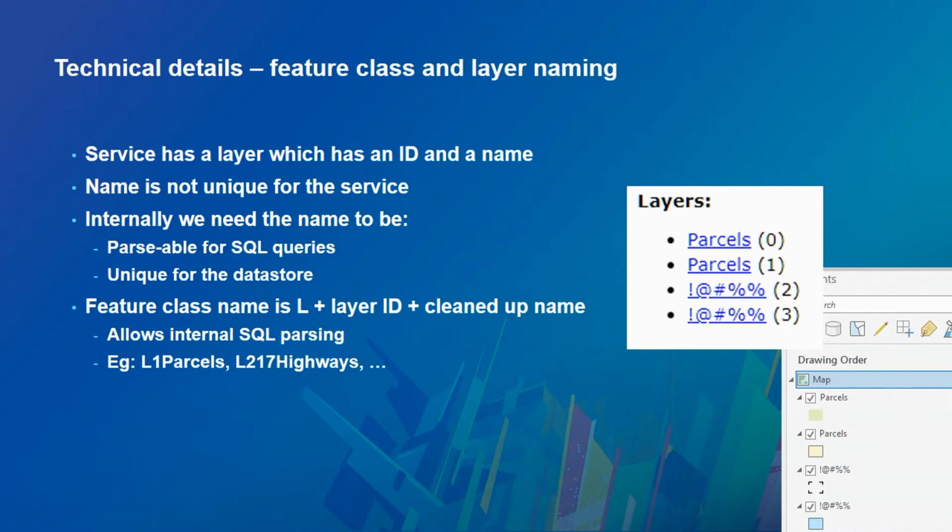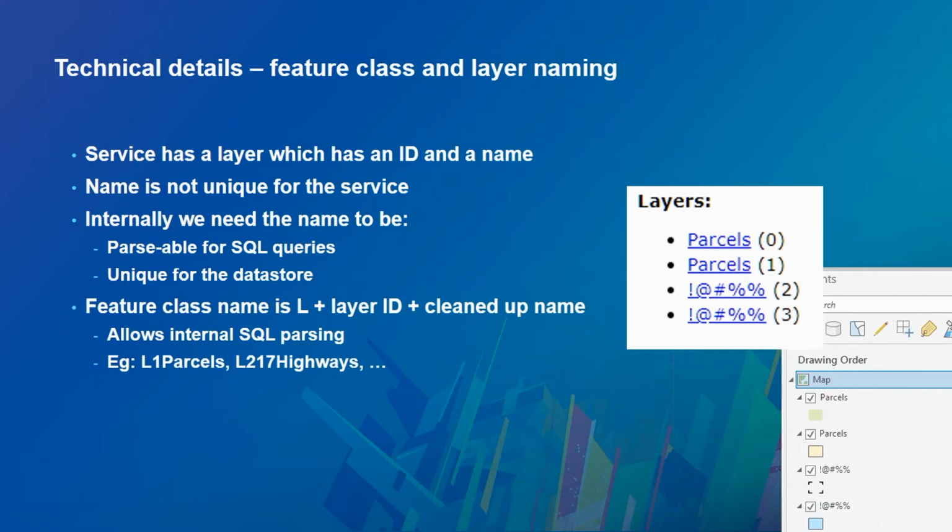So now into some of the technical details for consuming these services in Pro. Feature services have layers or sublayers that have IDs and have names. These names are typically based off of the layers in the map that you publish. And there's some peculiarities when we run into these as a data source.